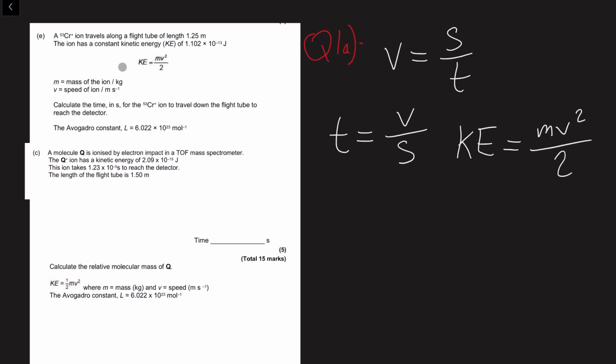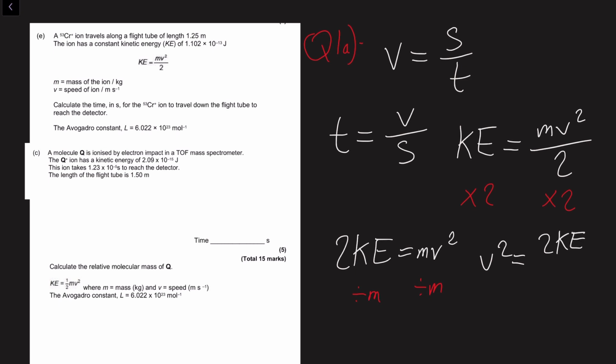So in order to get this equation in terms of v, we have to multiply both sides by 2. That gives us 2KE equals mv squared. The next step is dividing both sides by m, to get this in terms of v squared. So we're left with v squared equals 2KE over m. Now to get this equation in terms of v, we need to square root both sides. And that leaves us with v equals the square root of 2 times kinetic energy, all divided by the mass.